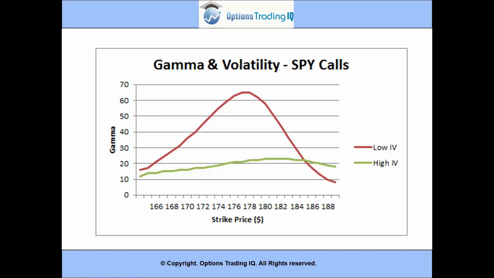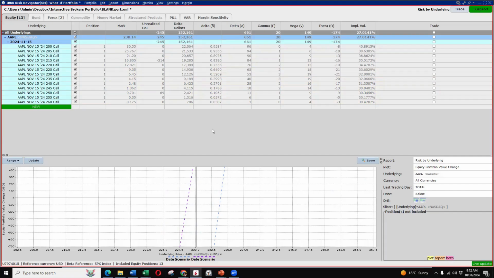Let's take a look at an example with some Apple options. So here I've got some Apple call options for the November 15 expiration, going from deep in the money to deep out of the money. Very high delta all the way down to a low delta. And you can see the gamma exposure is highest for the at-the-money options. Apple's trading at 230, so the gamma is highest in those 230, 235 calls, and very low for the out-of-the-money options and the deep in the money options.